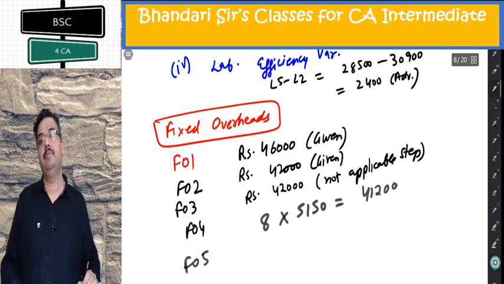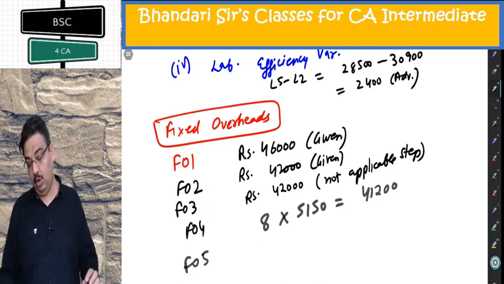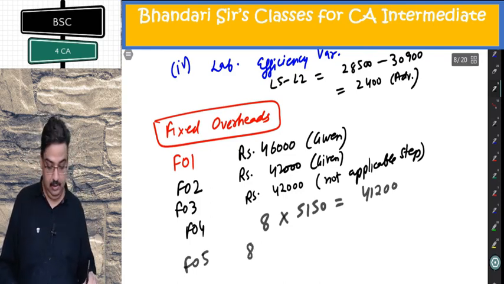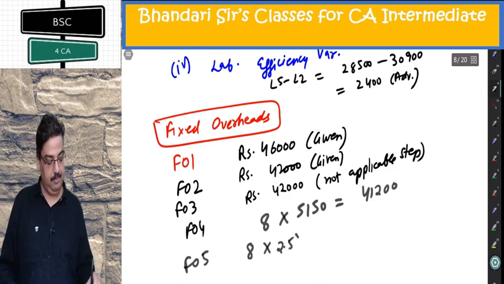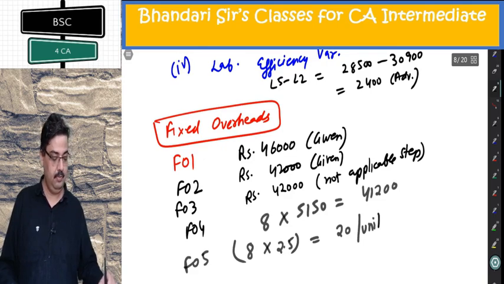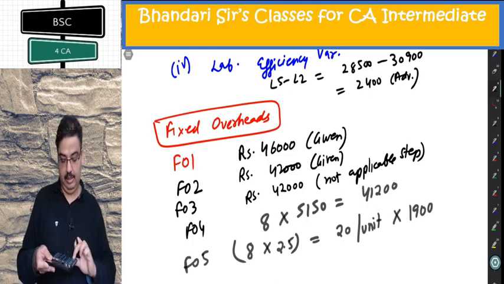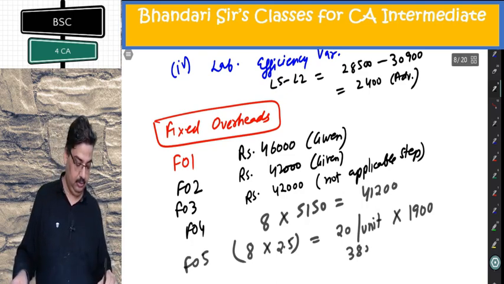FO5. Standard fixed overhead per unit of output multiplied by actual output in units. 8 per hour, 2.5 hours per unit. So per unit it becomes 20, multiplied by actual output 1900. 1900 into 20. I am getting 38,000.